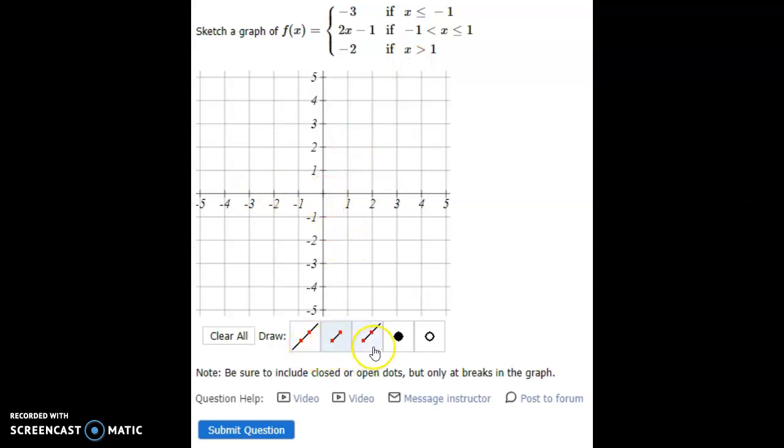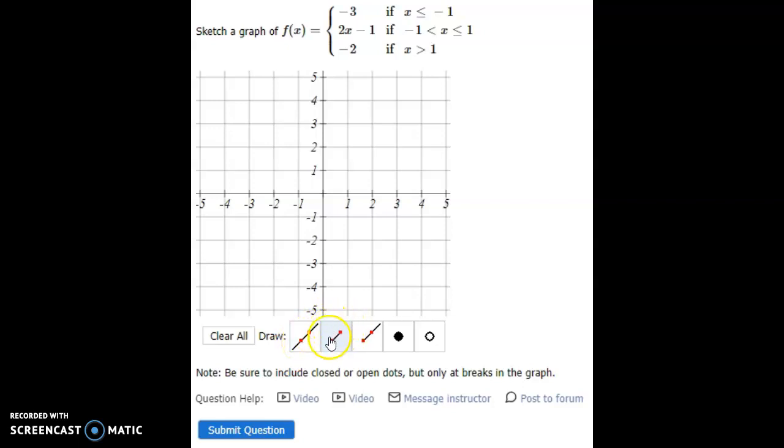We have 5 buttons here to play with. Let's talk really quickly about what these buttons mean. This first button would mean make a line using 2 points that would go on forever. So this line would go on forever on both sides.